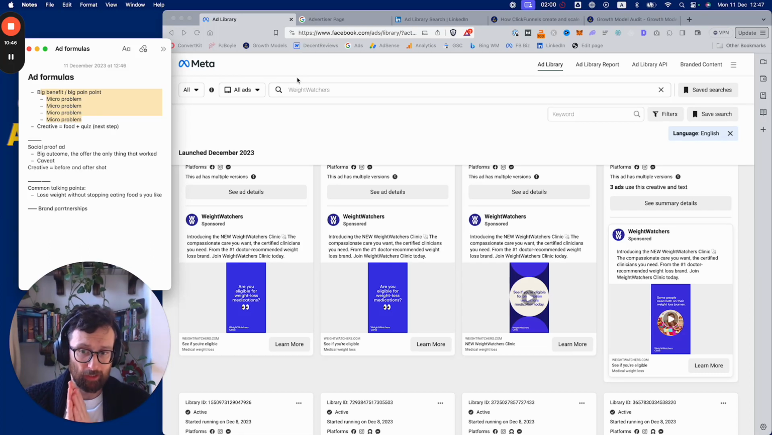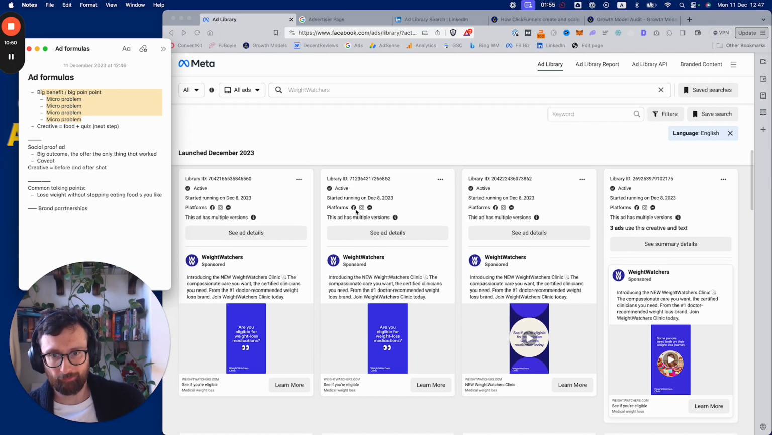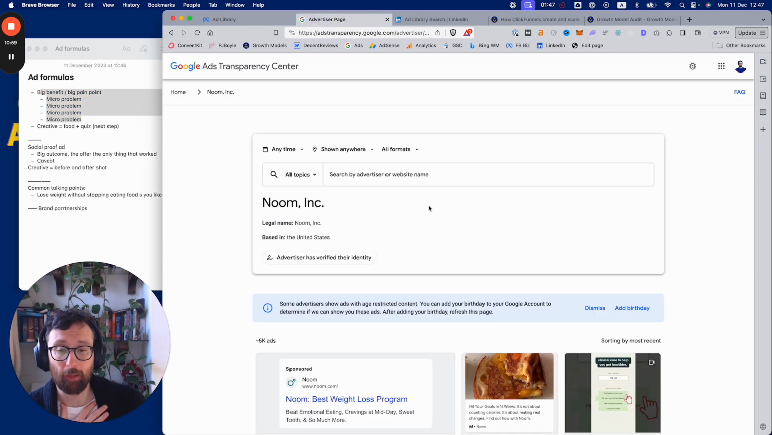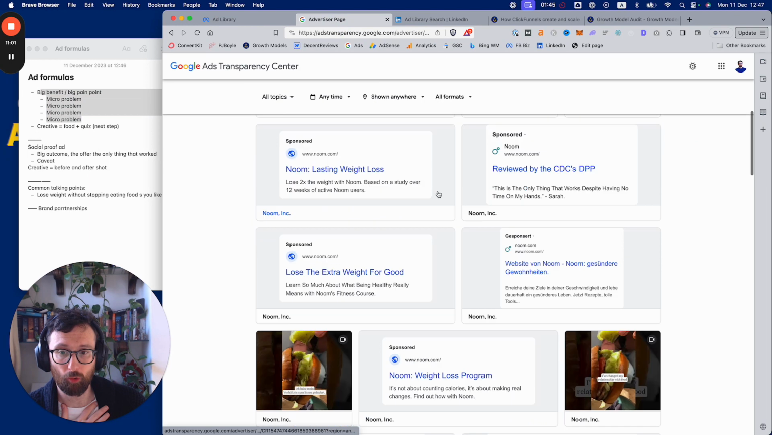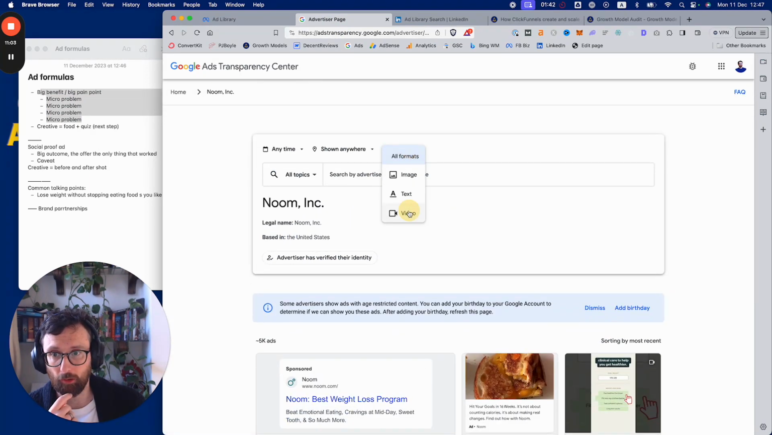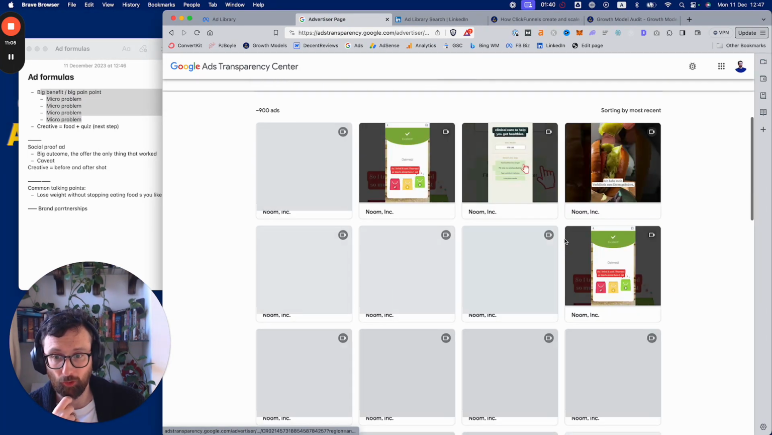And again, it really depends on the platform that your users are on. This was obviously focused on Facebook and Instagram, if that's where your audience is. I know for a lot of the weight loss offers, that's a good platform. Maybe it's through Google search or even YouTube. So you can go to the Google Ads Transparency Center and look for video, which are YouTube ads.